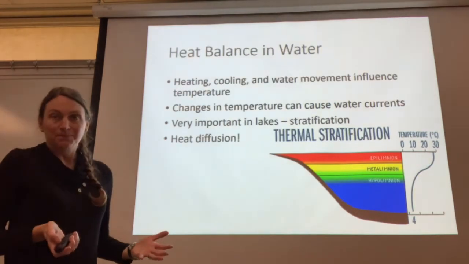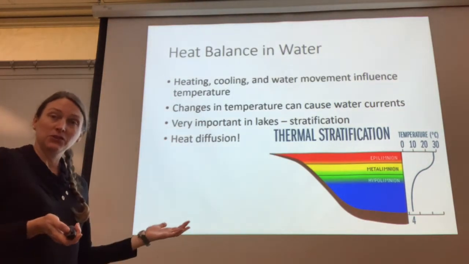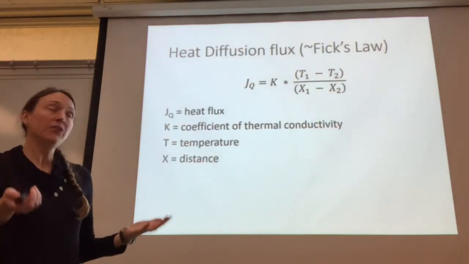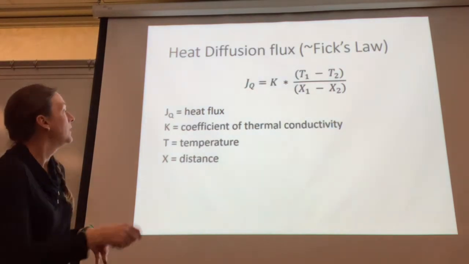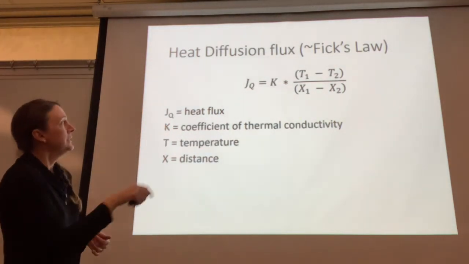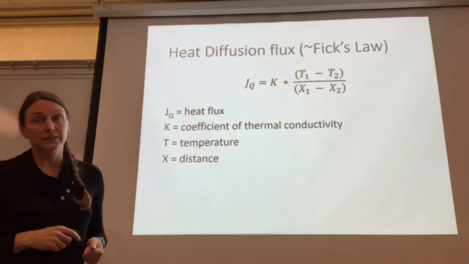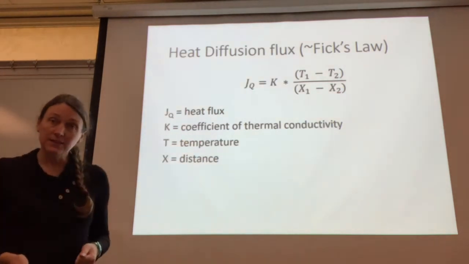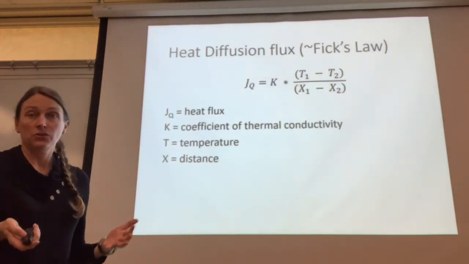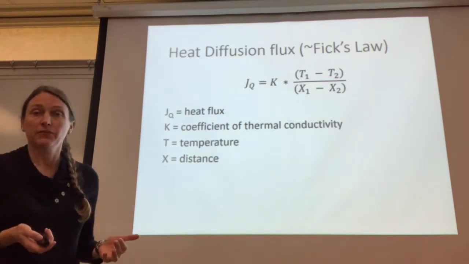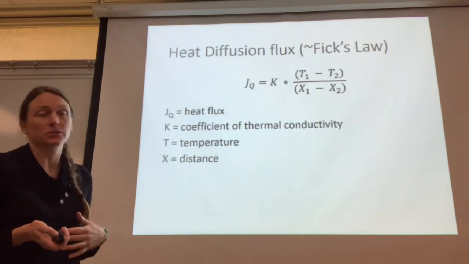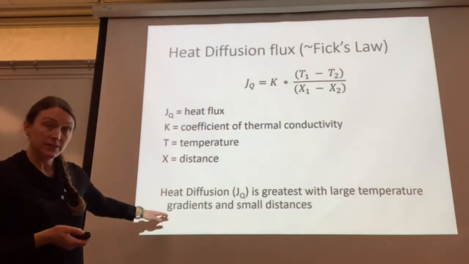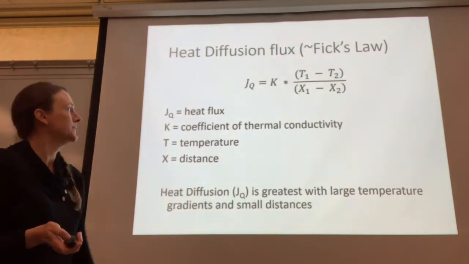So heat diffusion is also a thing. Everything we learned about diffusion earlier in the lecture applies to heat diffusion as well. And we can calculate the heat diffusion flux using, again, a modification of Fick's law. So J sub Q is the heat flux, and it's equal to a coefficient of thermal conductivity, K, times a difference in temperature divided by the difference in distance. So it's very similar to the diffusion calculations that we did for nutrients or pollutants. Heat diffusion is greatest with large temperature differences and small distances, all right?